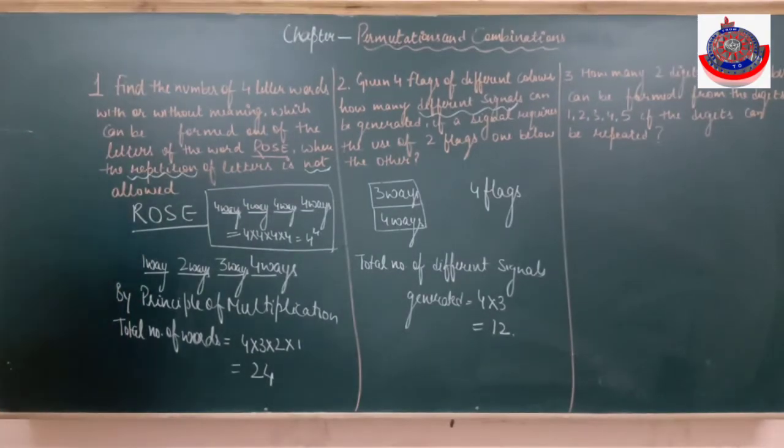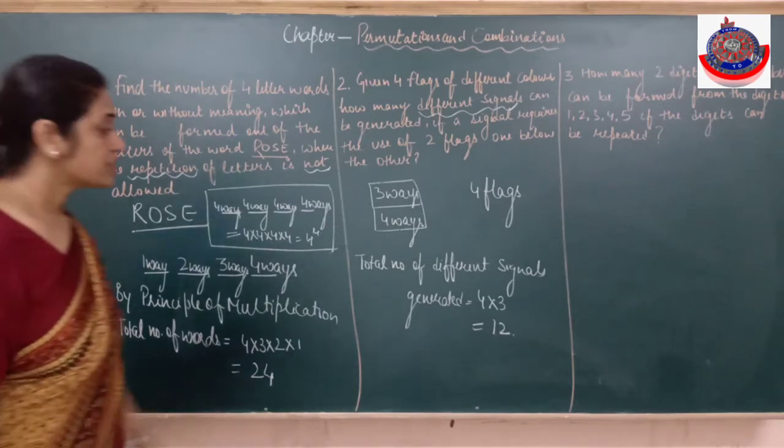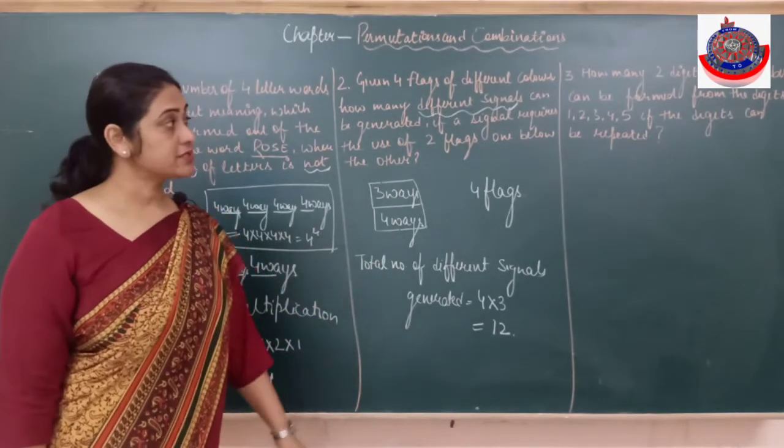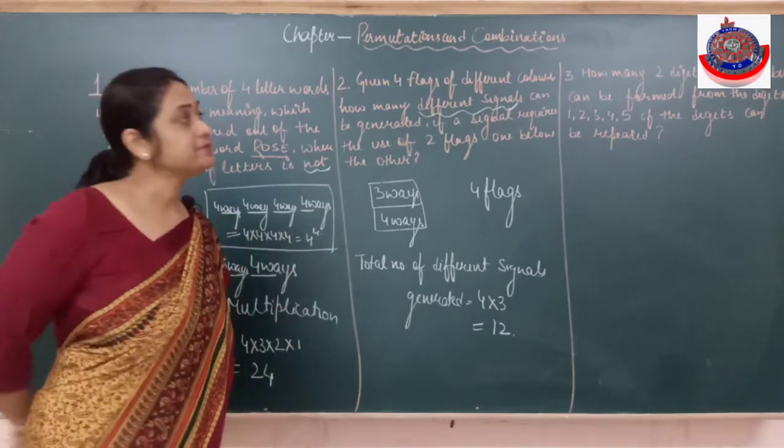Alright, out of the 4 flags, taken 2 at a time. Taken 2 at a time. Clear to everyone? Alright, fine. So this is how you are going to do the questions. Let's see the next one.